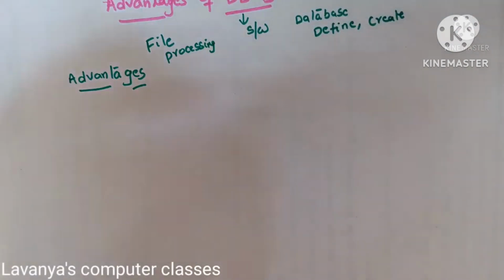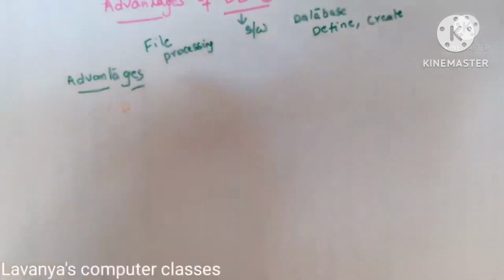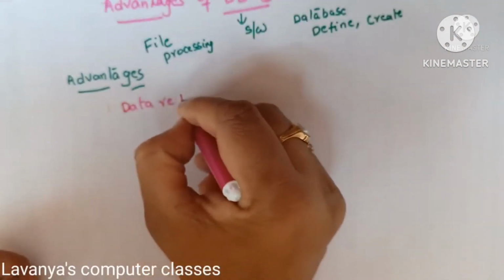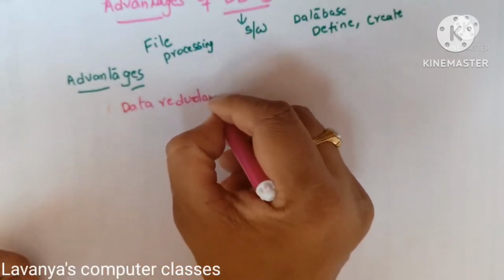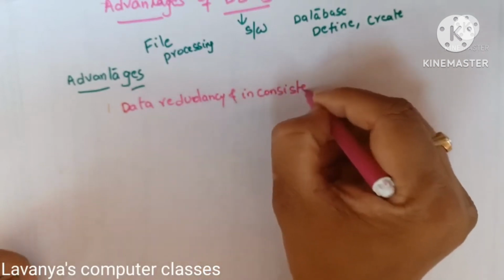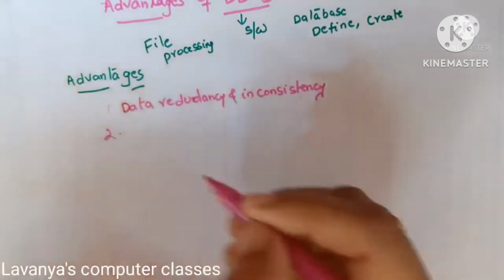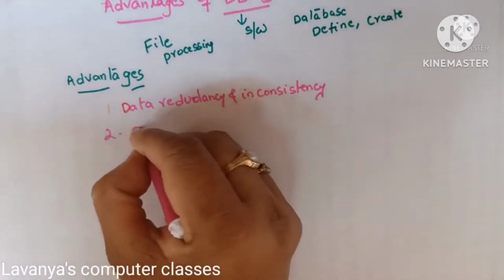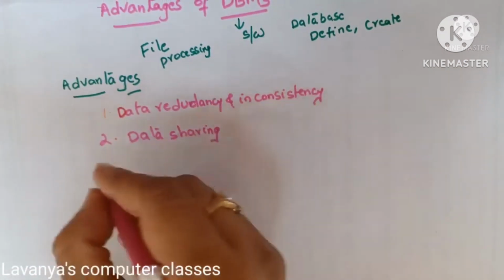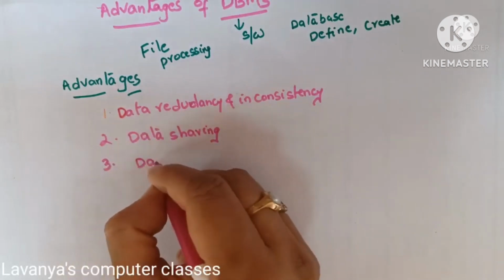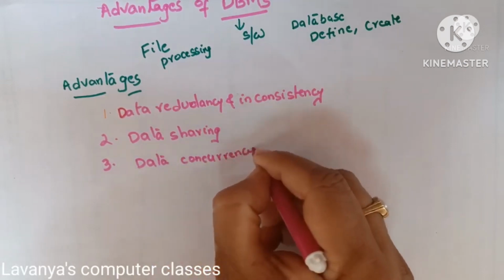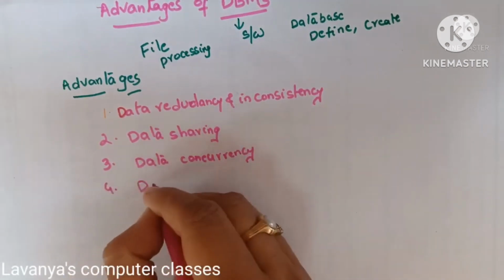So the first one is data redundancy and inconsistency, removing data redundancy and inconsistency. Next, improving data sharing. Next, data concurrency. Fourth one is data searching.